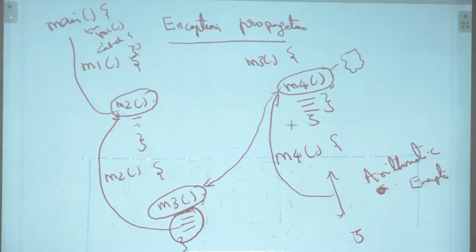Now this is called the bubbling of the exception from M4 to M3, M3 to M2, M2 to M1, from M1 to main. The exception bubbled all the way up. And maybe if main also doesn't catch it, then the program will bomb out. But if main catches it, then it will be handled there. Now, this is the concept of exception propagation, nothing else. What is it called?